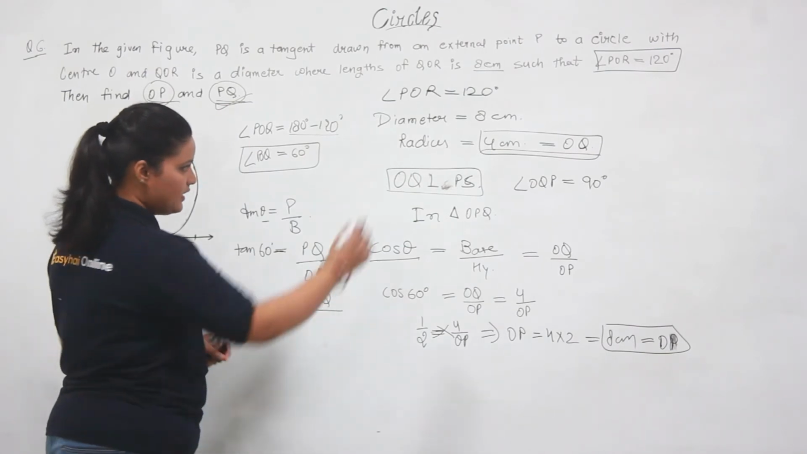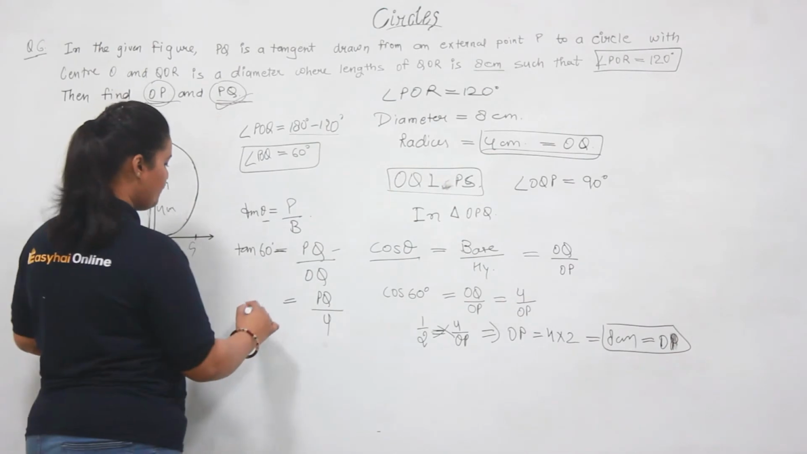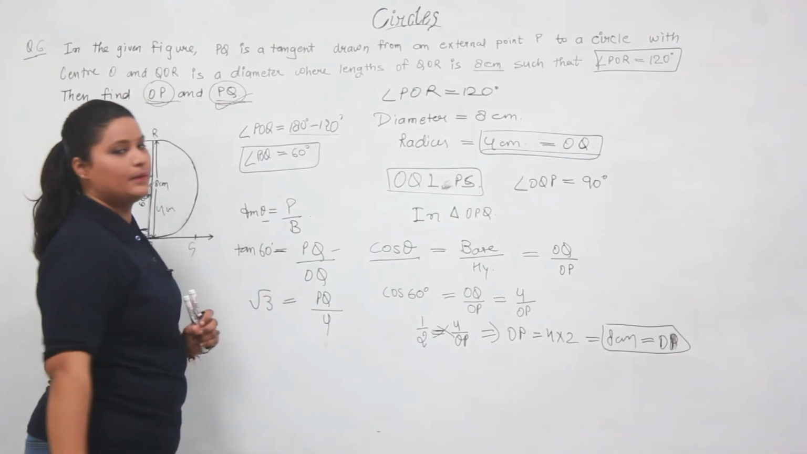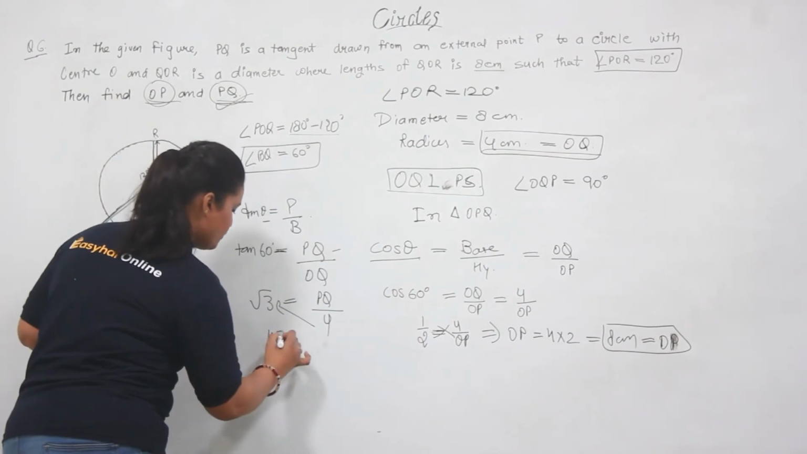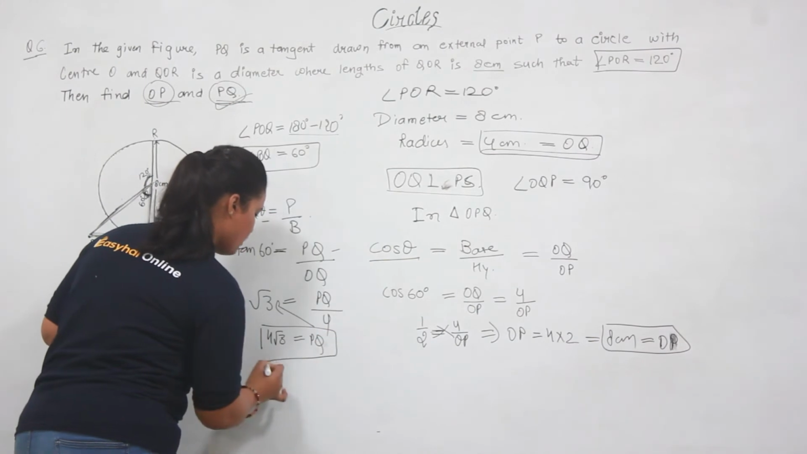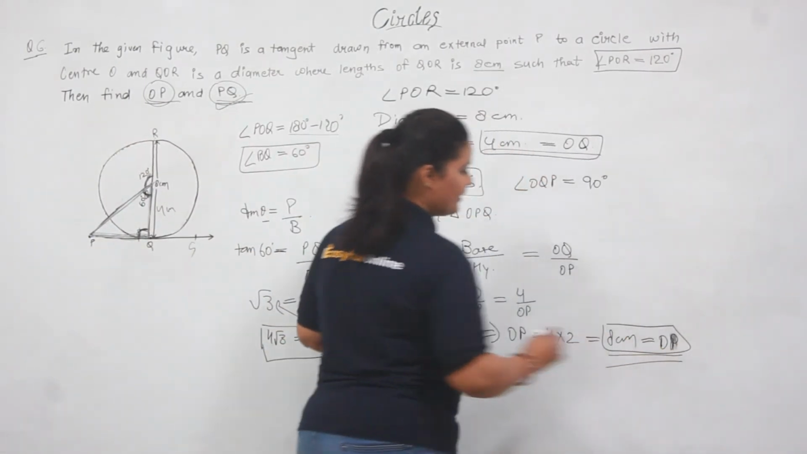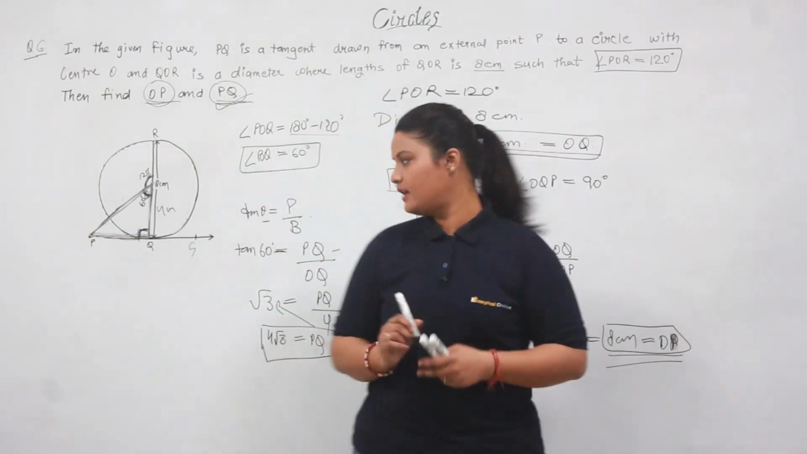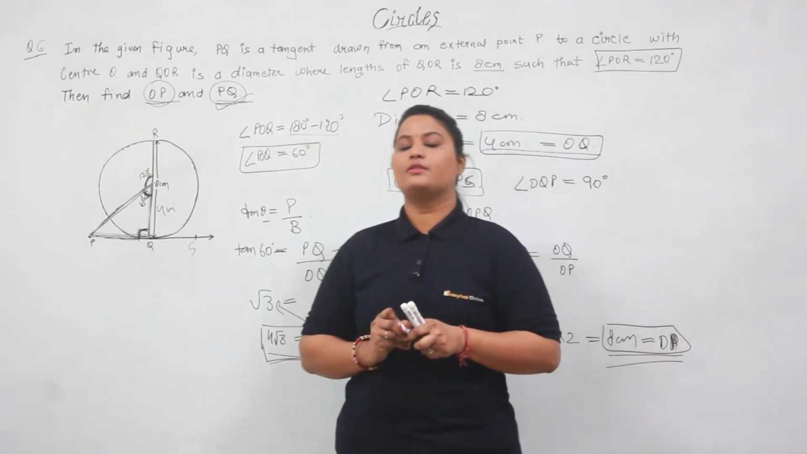The length of OQ is 4 and the value of tan 60 is under root 3. So directly I will multiply 4 under root 3 is equal to PQ. Hence I got both the lengths which are required over here. OP is equal to 8 centimeters and PQ is equal to 4 under root 3 centimeters.